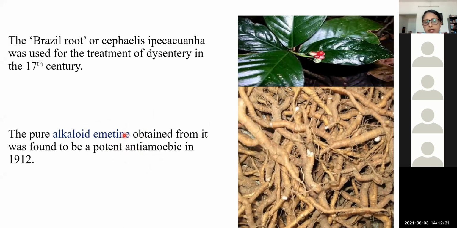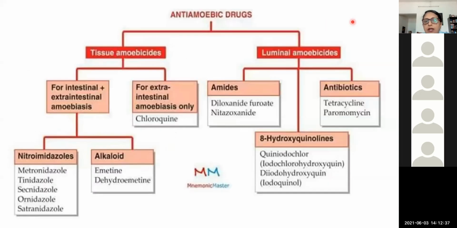Emetine, the word itself says it causes severe vomiting. So these are the anti-amoebic drugs: tissue amoebicides and luminal amoebicides. In the lumen, I told you there may be trophozoites as well as cysts, and in the tissues it will be trophozoites. So tissue amoebicides are for intestinal and extra-intestinal amoebiasis, that is intestinal trophozoites as well as extra-intestinal, liver, lung, brain, etc.